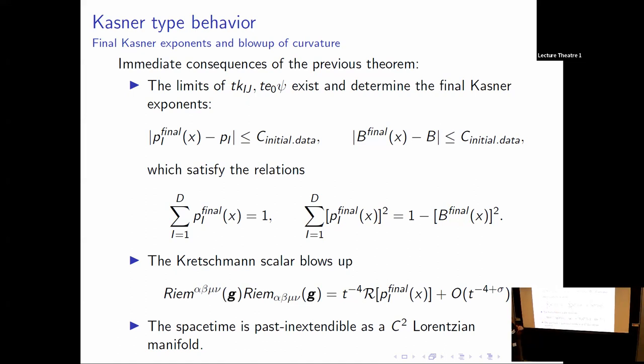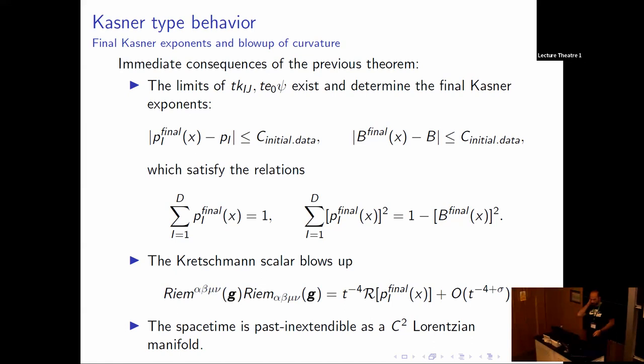All right. And from the constraint equations, which are always valid, you can also get this fact by renormalizing and passing to the limit. You also get that the Kretschmann scalar really blows up. So this is a positive function of the final Kasner exponents. And this means in particular that your spacetime is past inextendible in the C2 sense. You get it for free by the blow-up of the curvature.